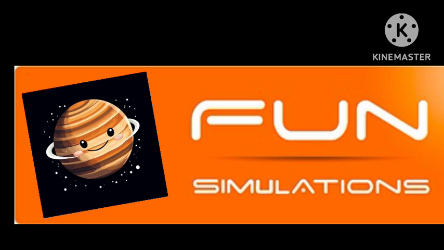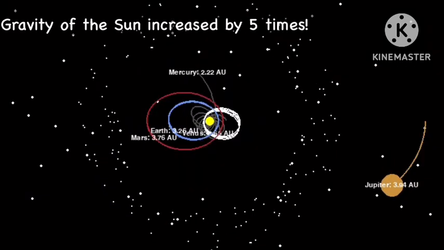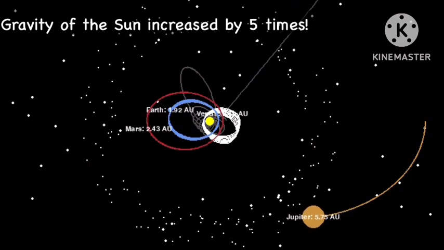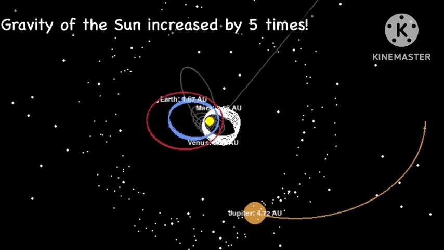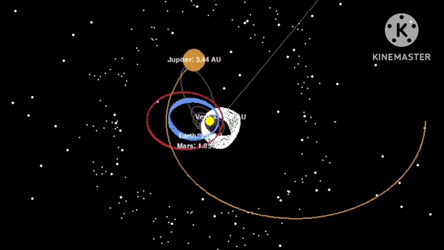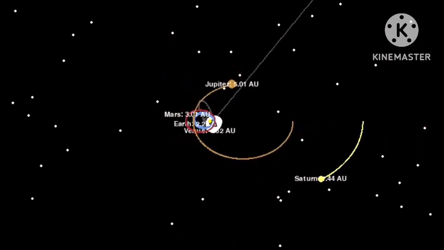Now, it's time for some fun simulations. First, we increased the gravity of the Sun by 5 times. The inner planets began merging into the Sun, while the orbits of the outer planets were altered and started moving closer towards the Sun.